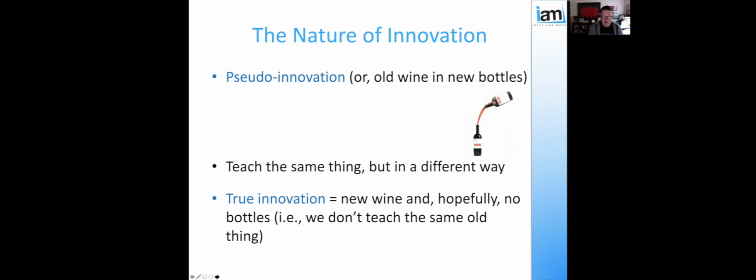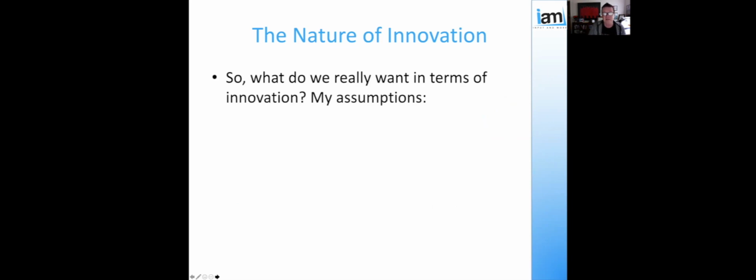And this is very difficult to do. Most innovation in language teaching is pseudo-innovation. So true innovation is really difficult. And the point of this talk is, why is true innovation so difficult? And I'm going to talk about a number of things about why true innovation is so difficult. But first, before we get into that, let's think a little bit about what we really want in terms of innovation. So I have some assumptions about that.